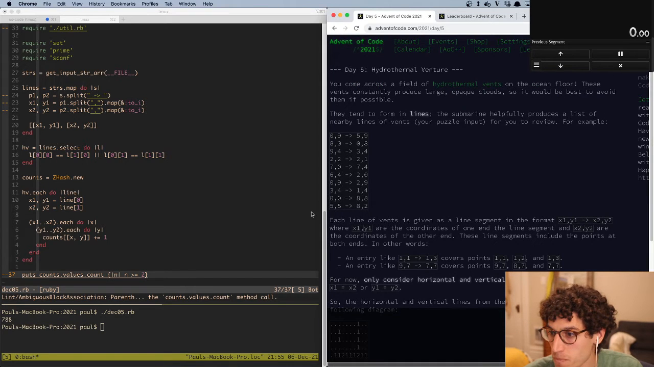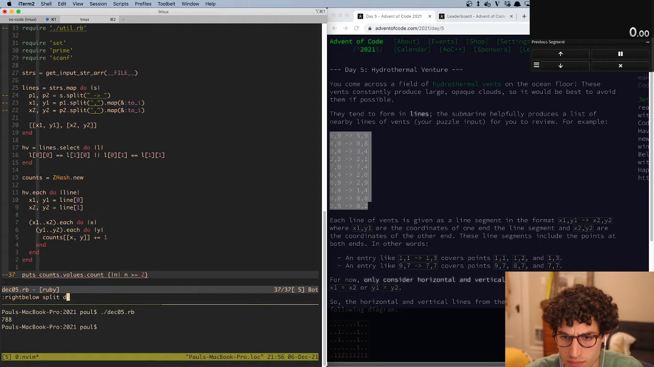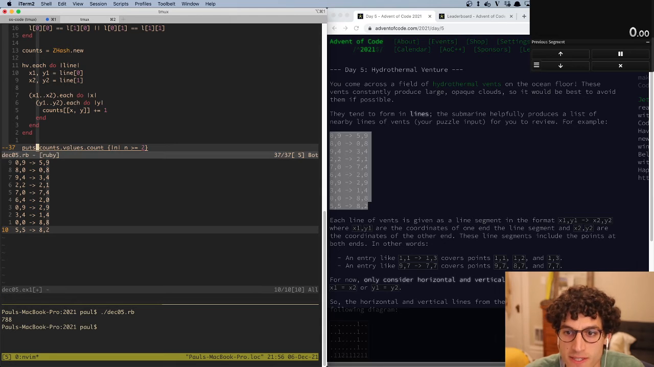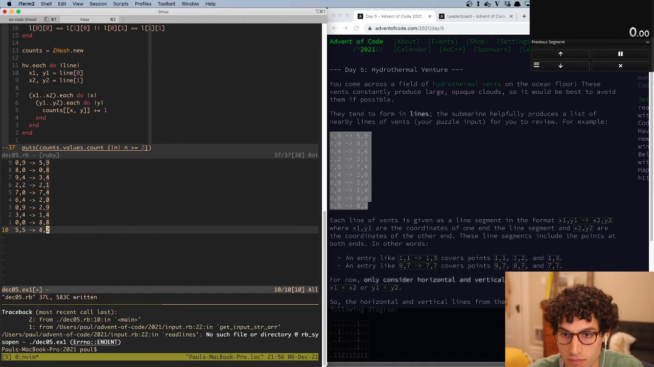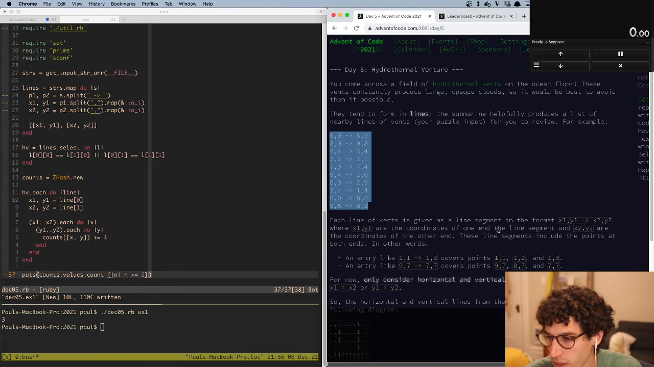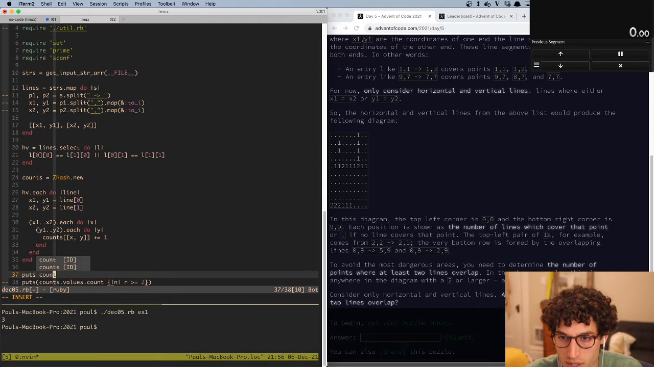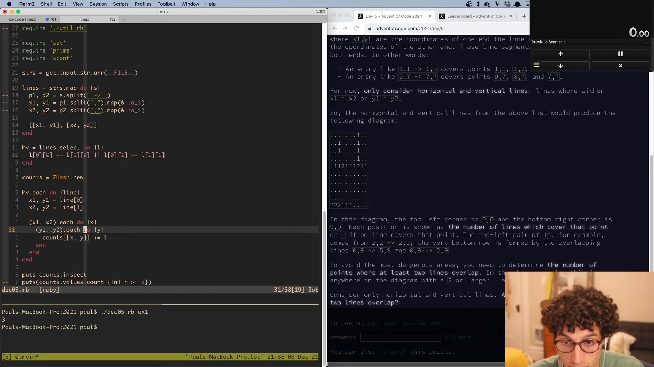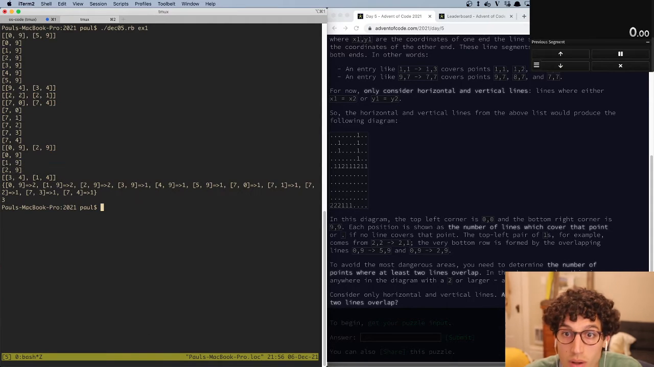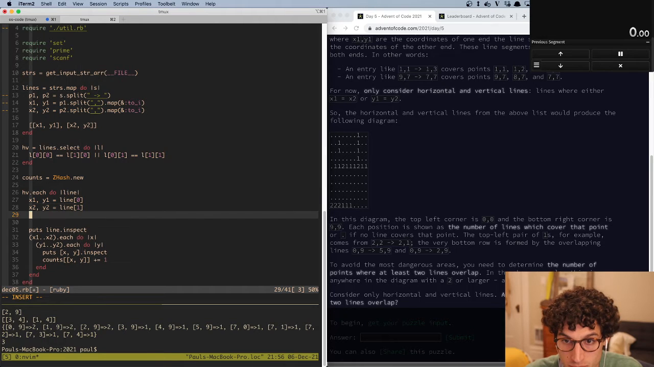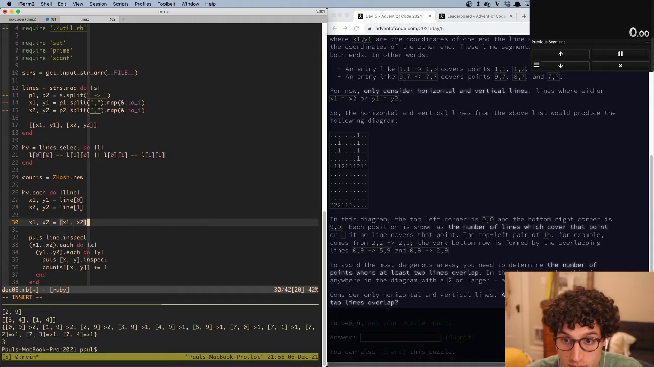Dang it. Oh, okay. Three. puts counts.inspect. puts line.inspect. puts xy.inspect. x1, x2 equals x1, x2 dot min max.